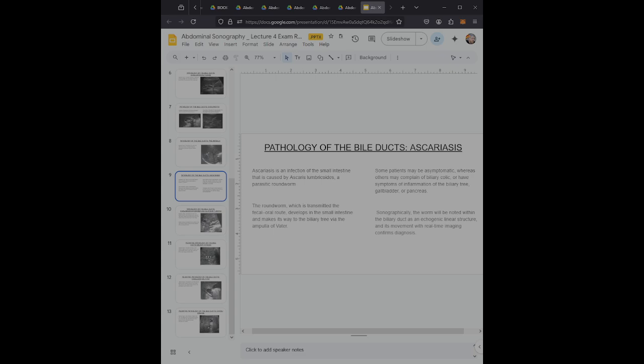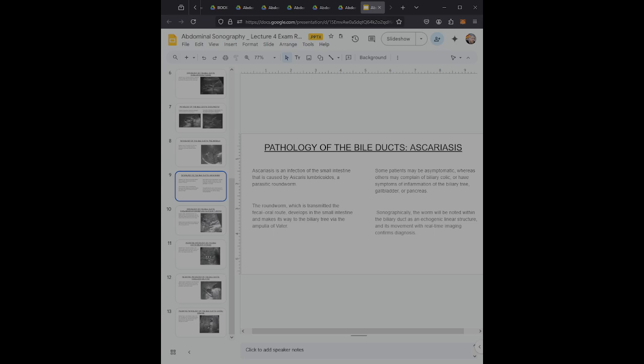Ascariasis is an infection of the small intestine by Ascaris lumbricoides, a parasitic roundworm. This roundworm is transmitted by the fecal-oral route, develops in the small intestine, and makes its way to the biliary tree via the ampulla. Some patients may be asymptomatic, or they may have symptoms of inflammation in the biliary tree, or maybe the pancreas or the gallbladder.